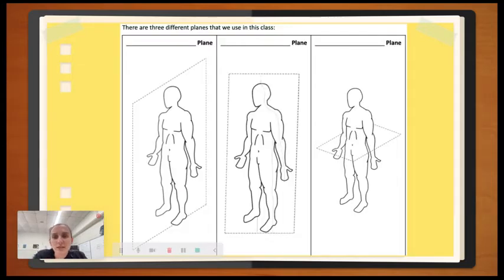So let's look at our 3 different planes. There are more than that. These are just the 3 planes that we are going to use in this class. So those are the only 3 that you're going to be responsible to learn. The first one is the sagittal plane. As you can see, it divides your body into a right and a left half, going right down the midline of your body.